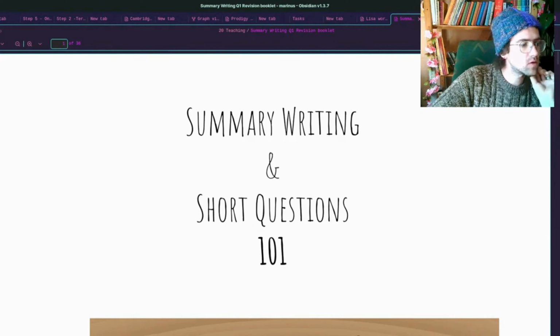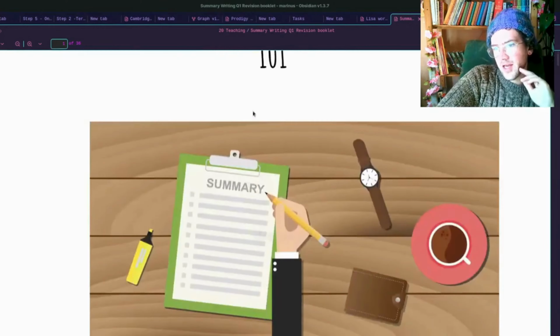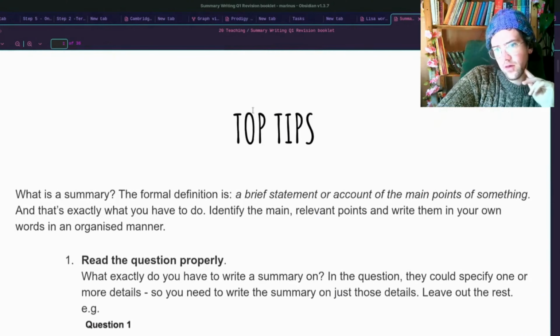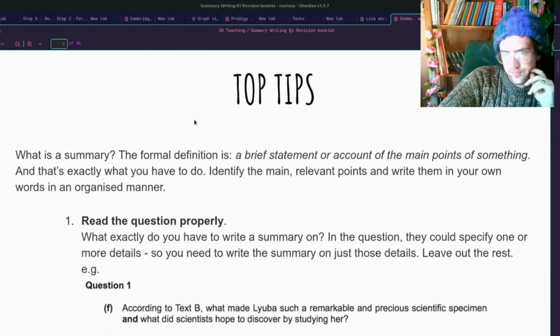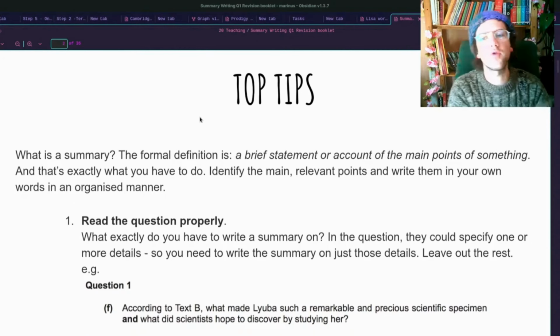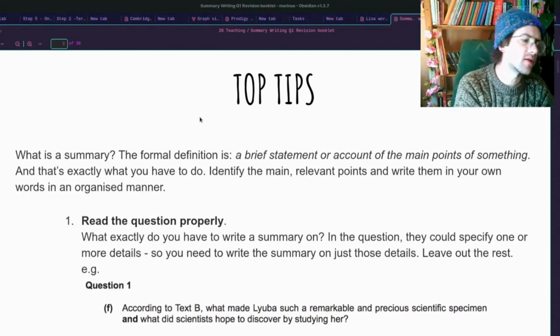So, have you all got the workbook open on your side? So, summary writing and short questions. Some tips. So, a summary. Anyone want to tell me what a summary is?